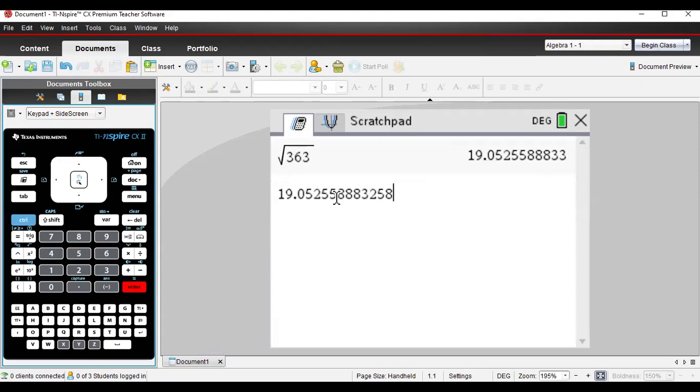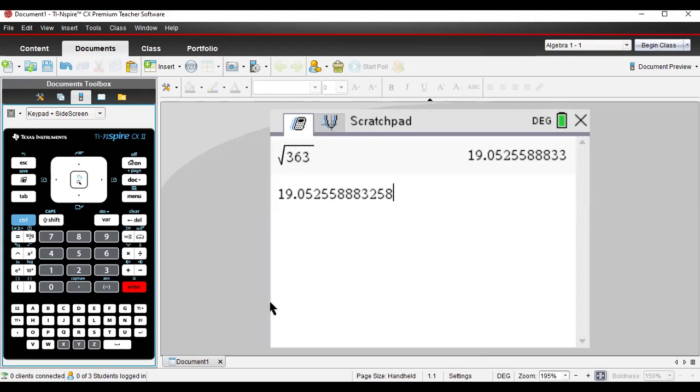I'm going to take a closer look. The actual number is 19.052558883258. This is a truncated version of this number, and whatever the last digit is, they try to round it. That's why you got 33 instead of 32. But you can see that this doesn't have a pattern. I'm also making the assumption that this digit continues on, and it does. Unfortunately, the calculator can't show you all of those digits, but you can see there's no pattern here. So if there's no pattern and the digits are going on forever, it's irrational.